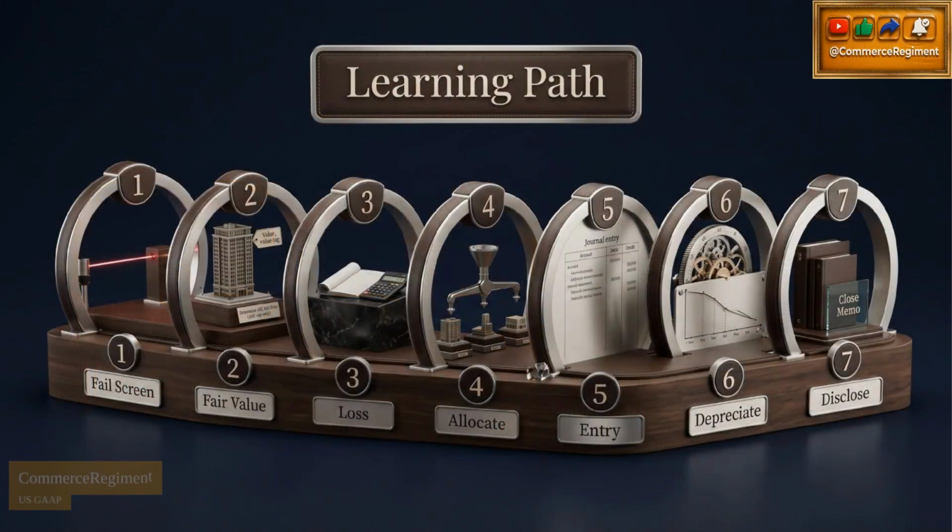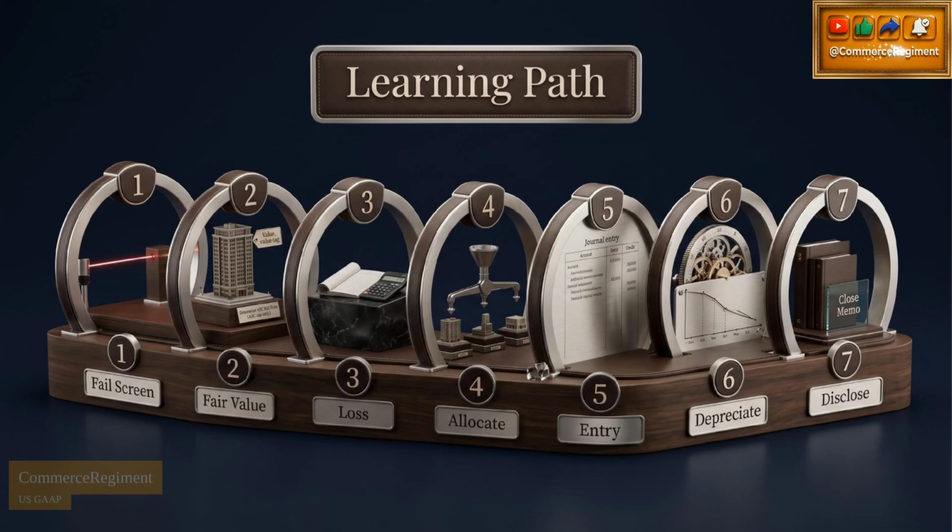Here is the learning path. First, confirm that the recoverability screen failed. Second, determine fair value using ASC 820 discipline. Third, calculate the impairment loss. Fourth, allocate that loss to the assets in the group. Fifth, post the journal entry. Sixth, update future depreciation based on the new cost basis. Seventh, disclose and document the result. The memory hook is simple: fail, value, loss, allocate, entry, depreciate, disclose.